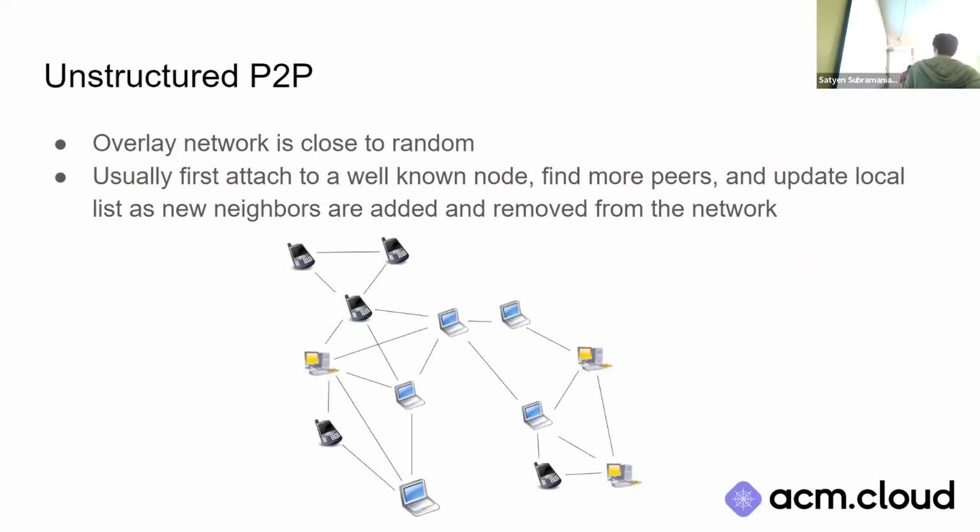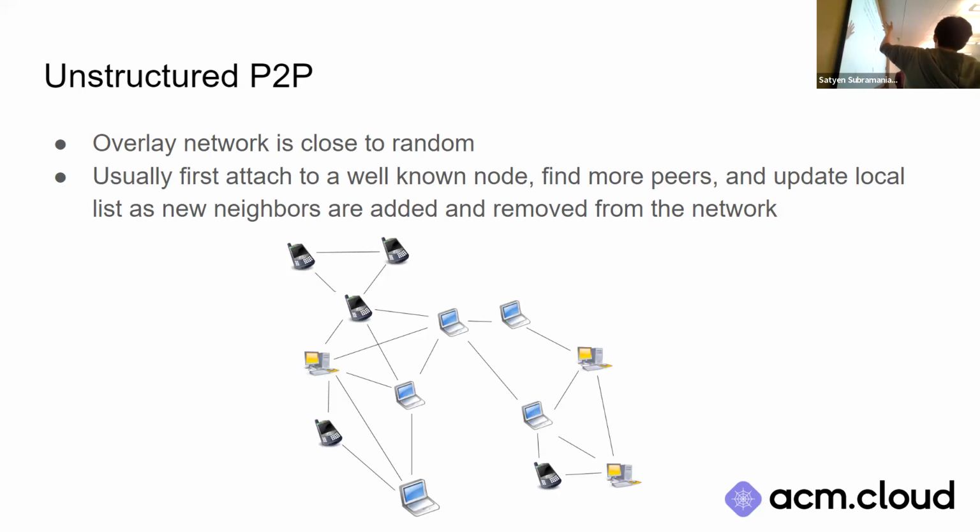Another peer-to-peer architecture is unstructured. As we know, structured has a structure to it; unstructured is kind of all random. So you don't have any guarantees about your overlay network. And so we can use mathematical models to assume that all these connections are random.